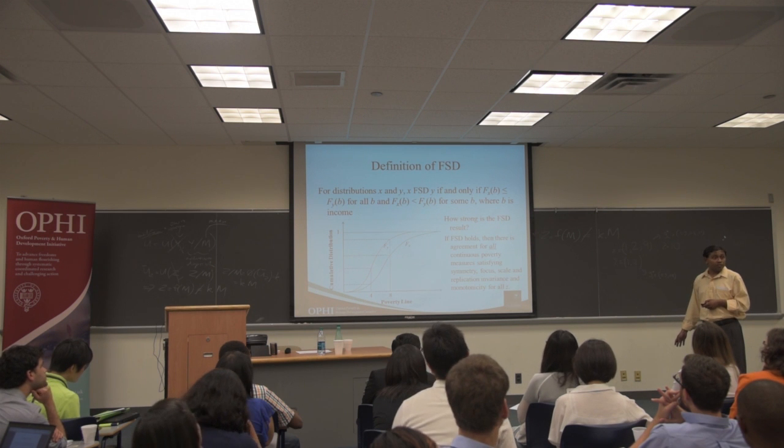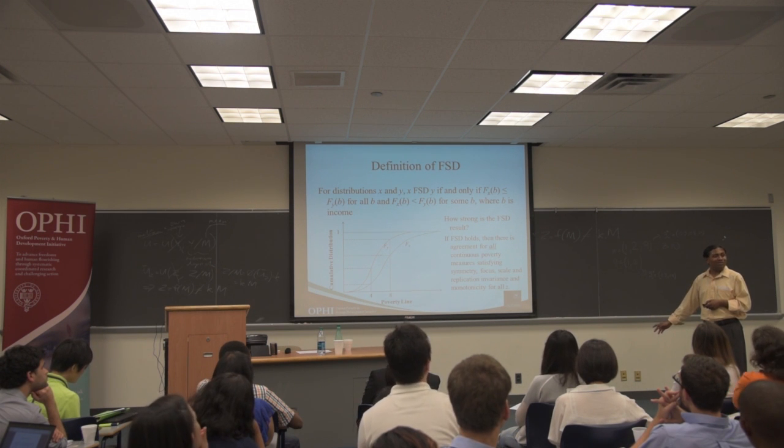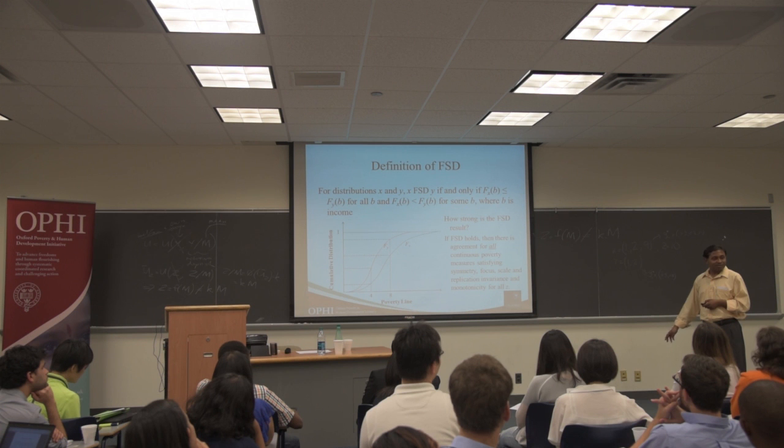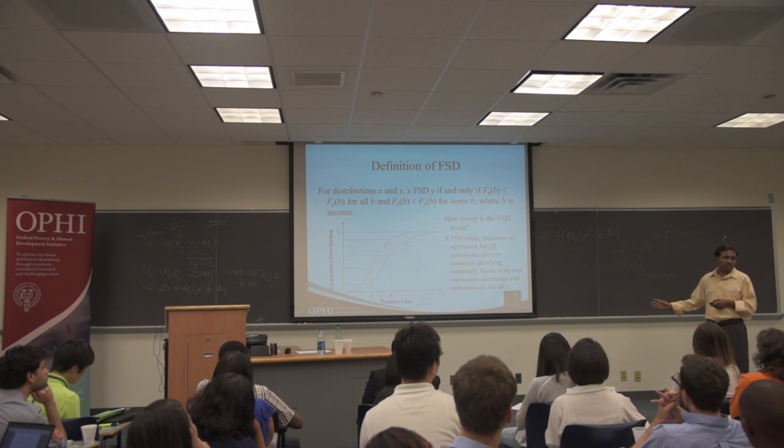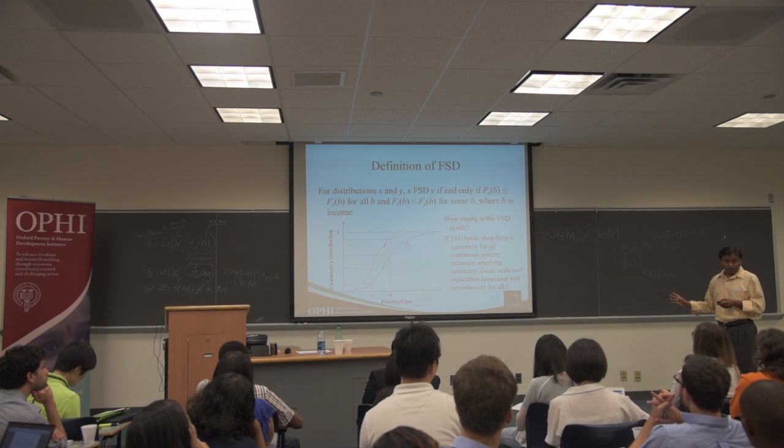This is very strong. So if in your country you get these particular two distributions, you are happy. I don't have to choose a particular poverty line or particular measure. I will see a reduction in poverty. Okay?